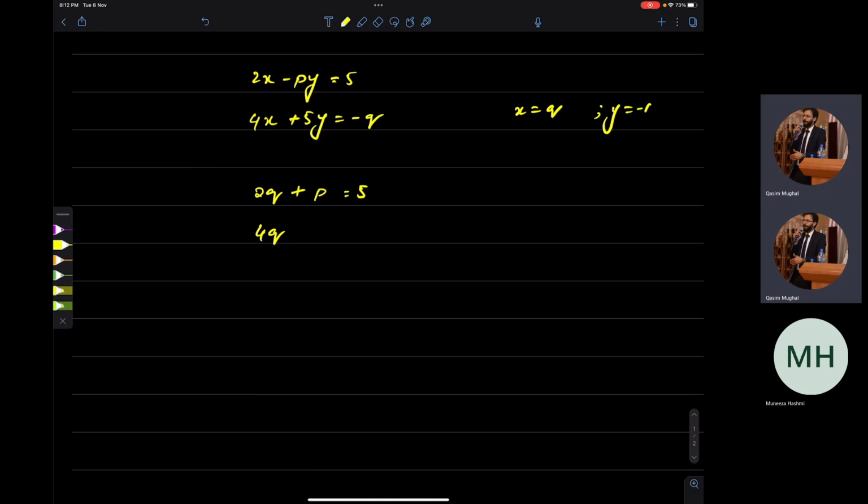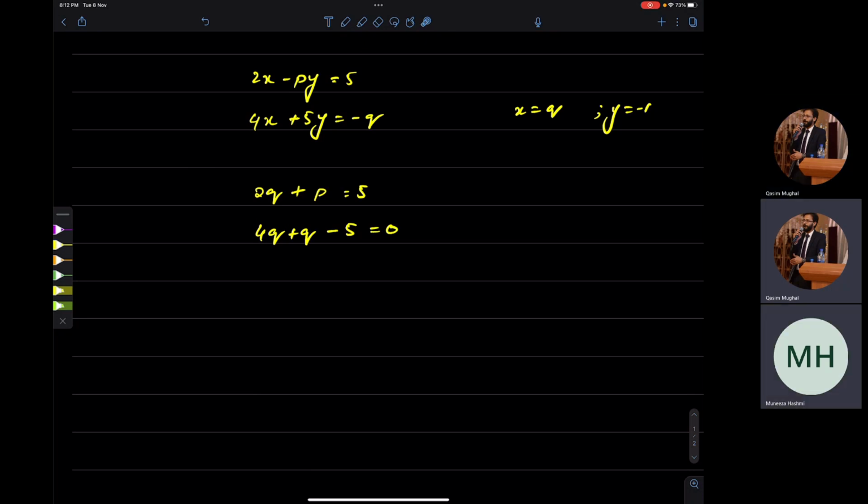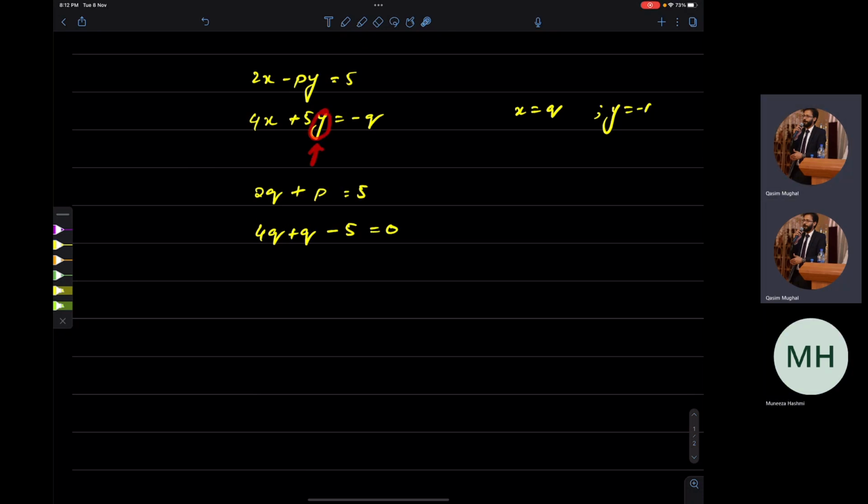And the second equation would be 4q. Okay, if I bring this q back here and combine it with this one, plus q minus 5 equals to 0, because I'm putting -1 in y, so that is why it has changed to -5. So this is going to be 5q minus 5 equals to 0. So you can easily get the value of q as 1 from here. 5q is going to be equals to 5, and then q would be 5 over 5. So that is the value of q.